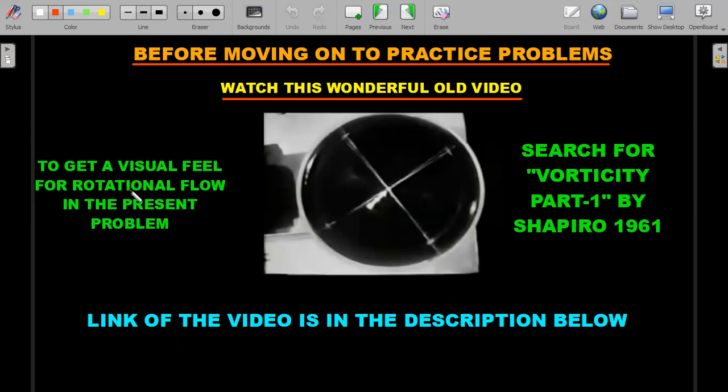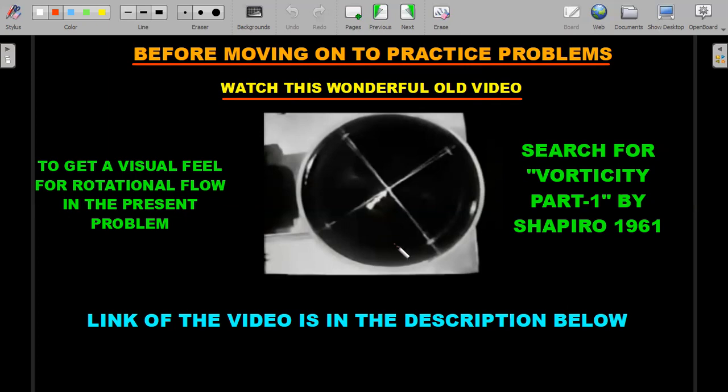You'll get a visual feel of what I said in the previous slides about the rotational flow. If I put a toothpick and it's turning, it always points in the radial direction. He tells you that it is rotational flow. And the irrotational one that I spoke of is also there.